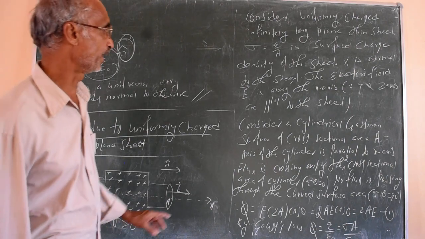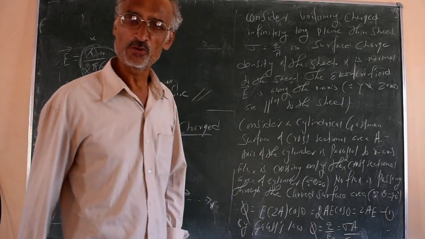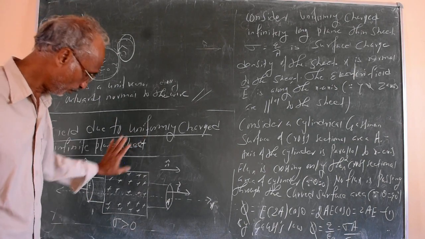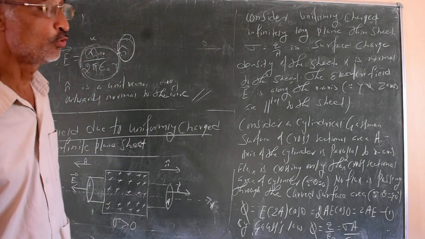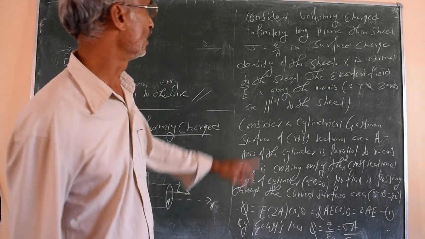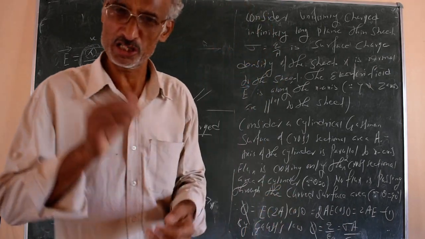Sigma is equal to Q upon A, charge per unit area. The area is charged, not a line, one area is charged. Therefore, Q upon A is the surface charge density of the sheet. Sigma is equal to Q upon A is the surface charge density of the sheet, means charge per unit area.